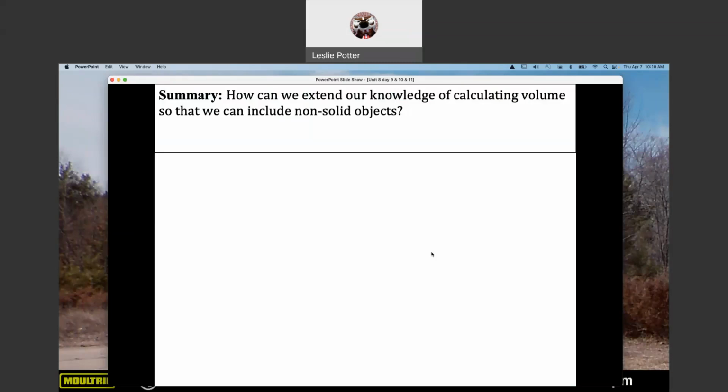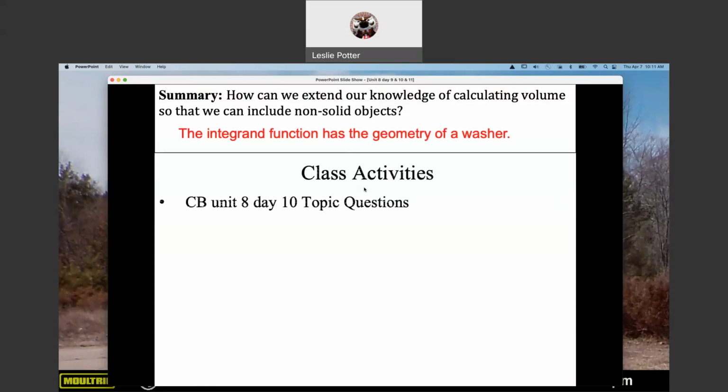Okay, and they're really similar summaries basically, but the integrand now has the geometry of a washer, right? It's still a pi r squared, but it's a pi big R squared that makes the outside of the shape minus a pi little r squared that makes the inside hole. And like I said, we can accomplish that with a single expression, but it still goes back, we're getting a lot of mileage out of that, still goes back to that volume expression of integrating an area function.